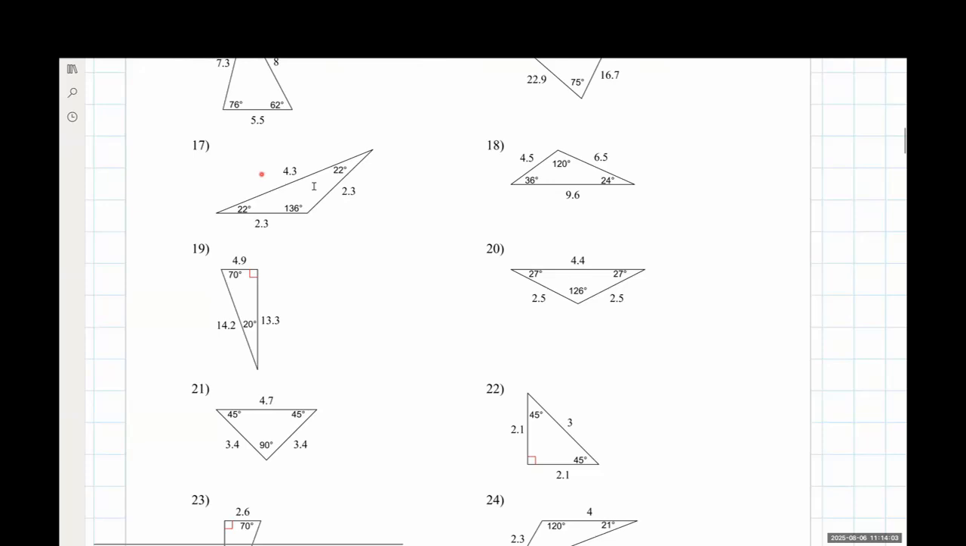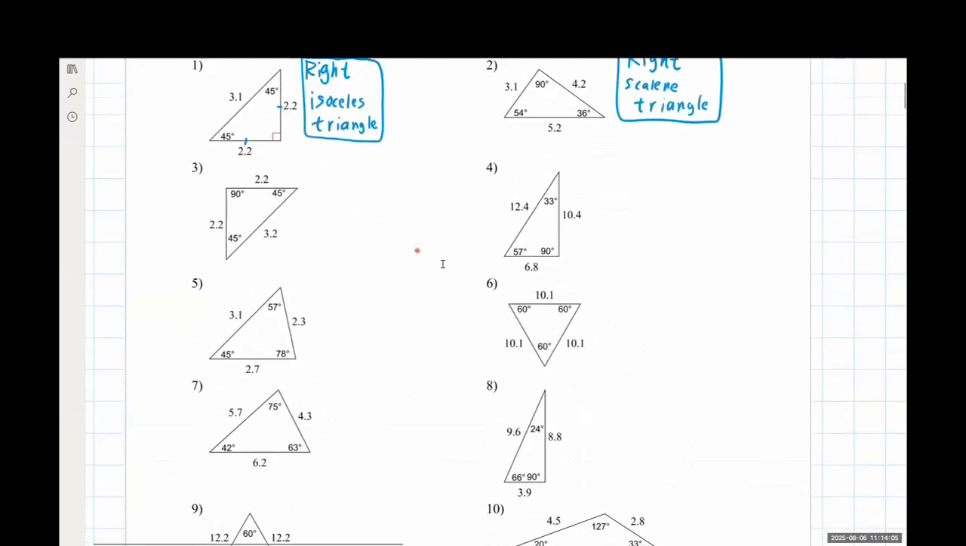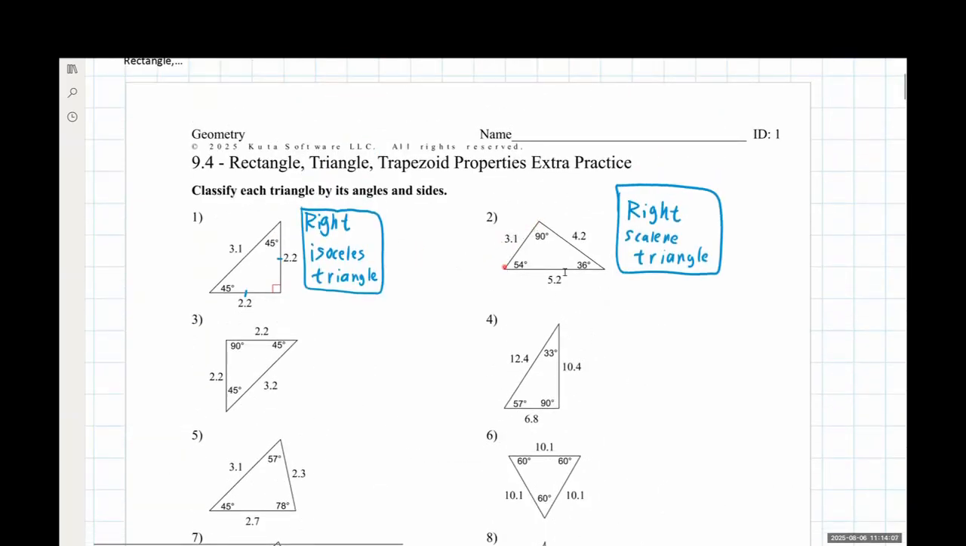You said that last one was a scalene triangle? Correct, yes. We have 3 different side lengths: 3.1, 4.2, and 5.2. So 3 different side lengths classifies as a scalene triangle.